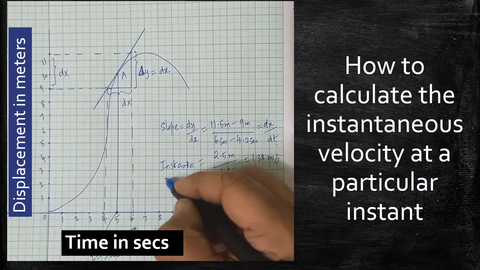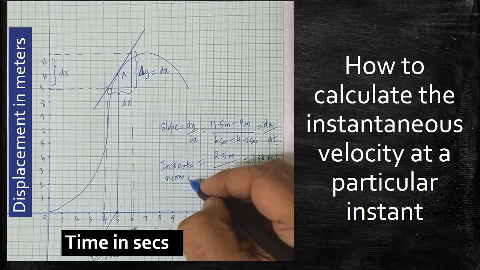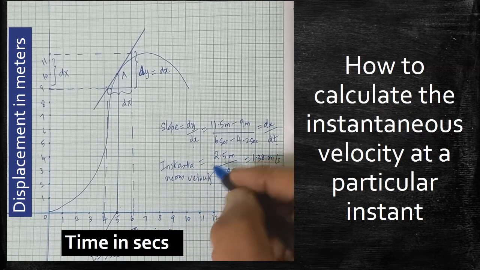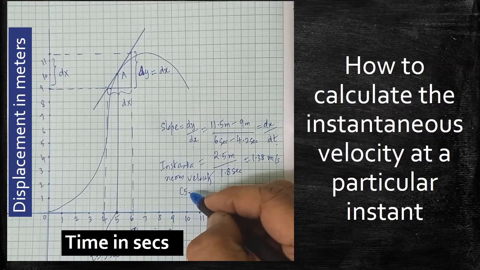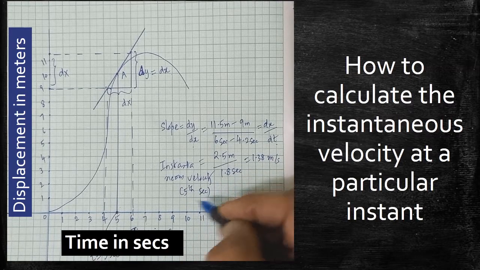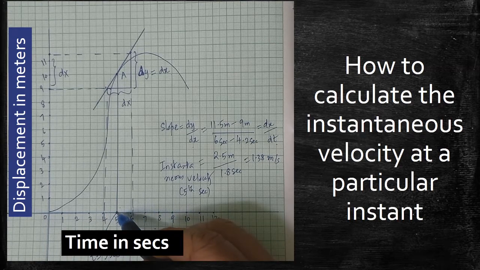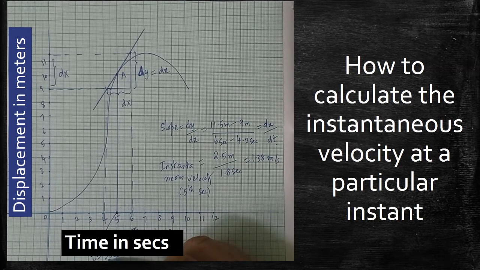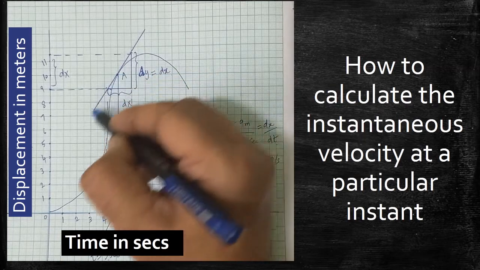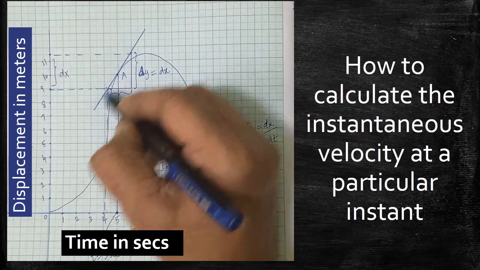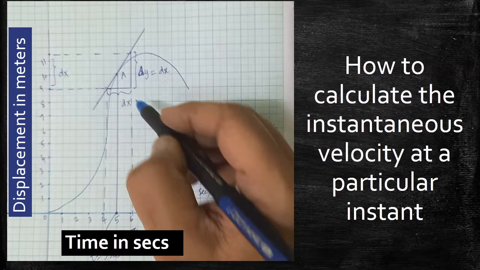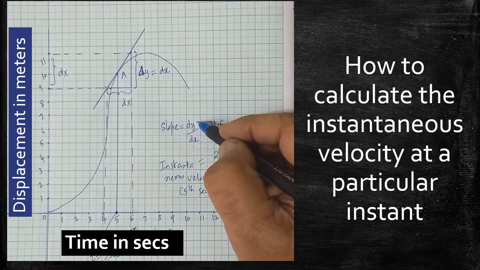Instantaneous velocity. This instantaneous velocity is calculated at the 5th second. At a particular second alone, this has to be calculated. Are you clear? You have to choose the instant of time and extend the line. There you have to draw the tangent. With respect to the tangent, you have to draw the slope. From there, you have to get the formula.